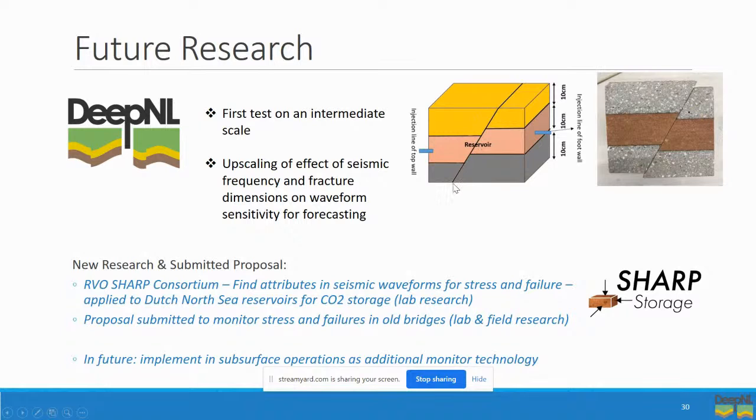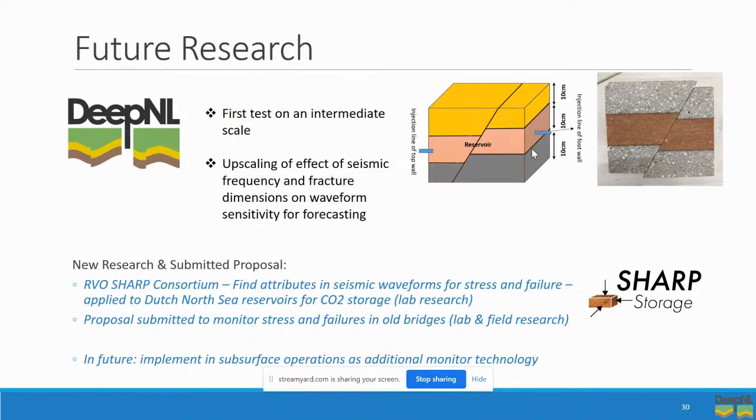And then with our acoustic techniques, we want to see if we can, at a little bit larger scale, still have that sensitivity. Then we will use some upscaling techniques in terms of seismic frequency and fracture dimensions, but that's more of a modeling technique, to see if the forecasting potential that we see in the lab for fault reactivation would also work on a meter scale, tens of meters, and would even be better if you can use the same techniques on a 100 meter scale. And we will try to see where the limit of this technique is. Can we go to such large scale, or is that not possible because the sensitivity is then lost?